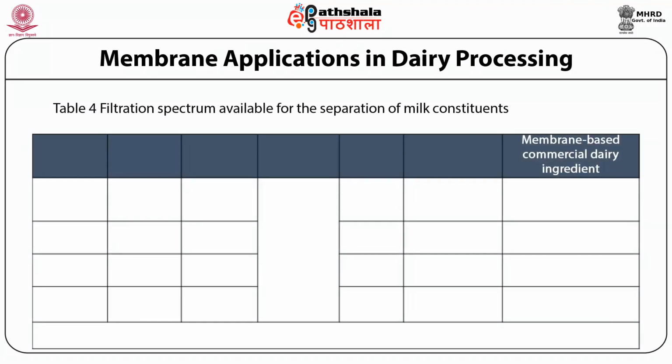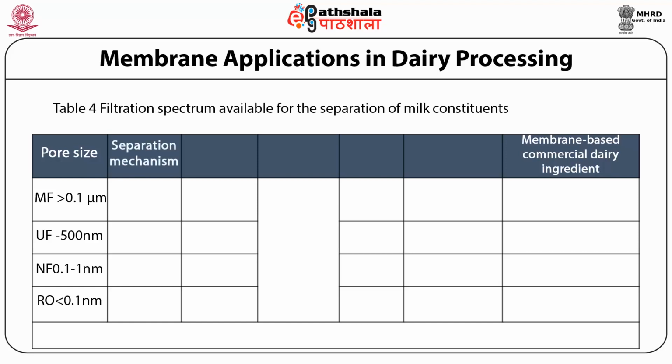In this Table 4, if we see the left side corner, the pore sizes of these four membrane processes are mentioned. MF has a pore size greater than 0.1 micron, while UF has a pore size in the range of 1 to 500 nanometer. NF has a pore size in the range of 0.1 to 1 nanometer, while RO has less than 0.1 nanometer. So we can clearly see that pore size increases from bottom to top, with MF having the widest pore size while RO has the narrowest, the smallest pore size.